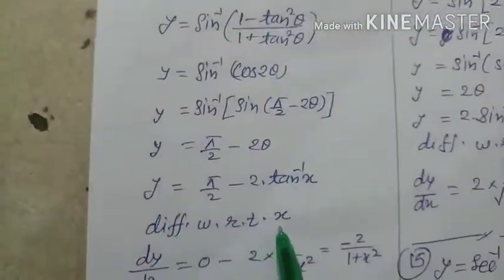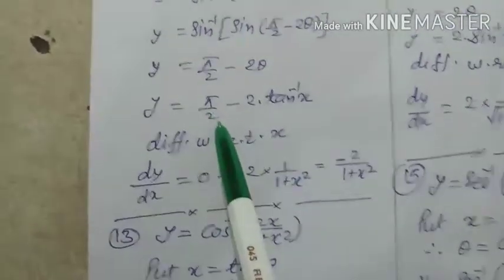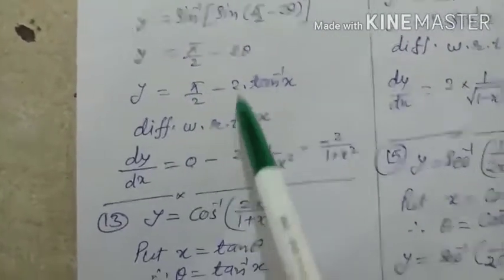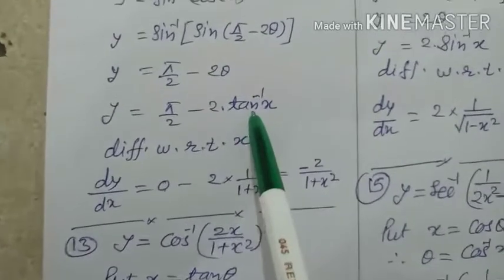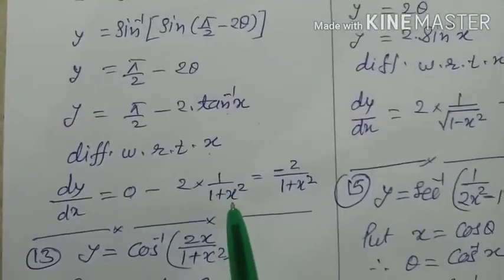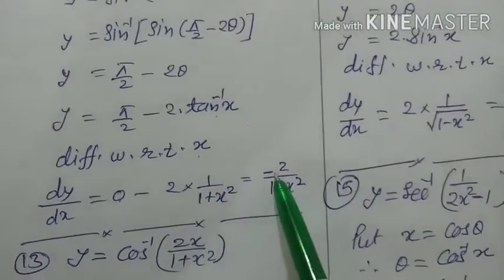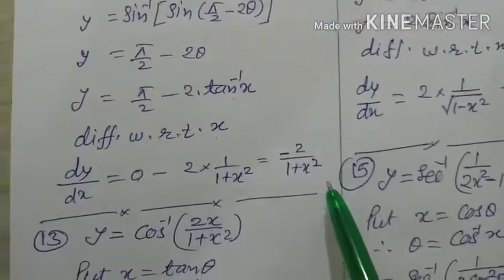Now differentiate with respect to x. So pi by 2 is a constant, so the differential of a constant is 0, minus 2 as it is, and the differential of tan inverse x is 1 upon 1 plus x square. So your final answer is minus 2 upon 1 plus x square.